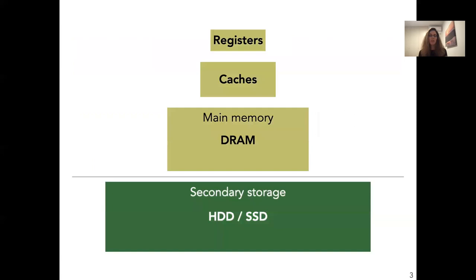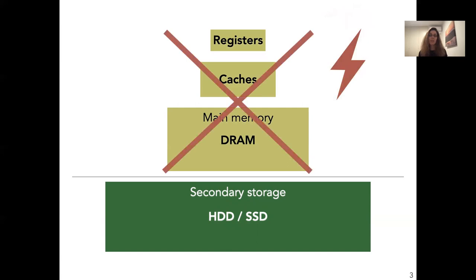To understand the context of our work, let's start with the model. The classical memory hierarchy includes registers, caches, DRAM as main memory, and hard disk or SSD as a secondary storage. In case of a power outage, all content is lost except for the content in the disk. That's why data needs to be serialized to the disk for it to survive crashes.